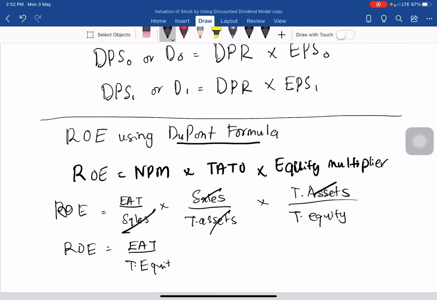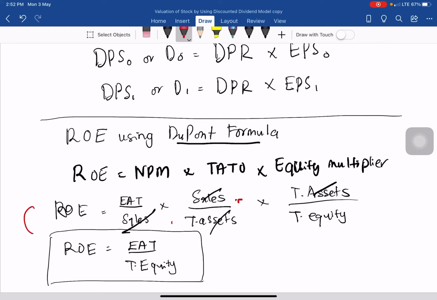Sometimes the question doesn't give you ROE directly. Instead, they give you the sales information or the total assets information. So you have to manipulate the DuPont formula to get how much the ROE is. We know that ROE is earning after tax over total equity, and this is how the formula is derived.